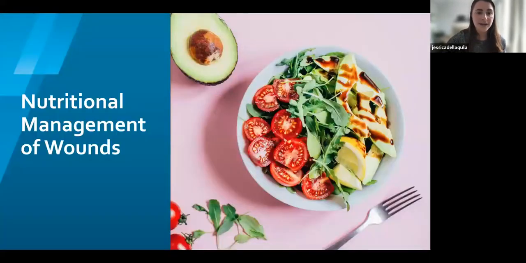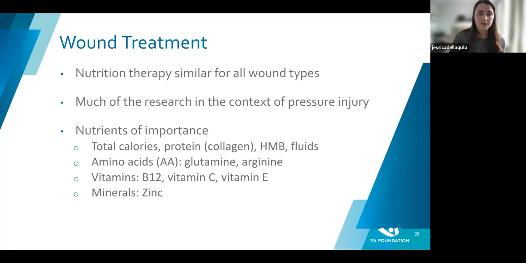All right, so our next topic here is actually the management of wounds if they develop. If we get to the point where we miss the preventative measures and now we have a wound to deal with, what do we do? It's very similar for all wound types, whether we talk about arterial and venous ulcers, diabetic ulcers, or pressure injury. I would like to note, though, that most of the research and data is done in the context of pressure injuries because they're done with long-term patients that are usually hospitalized. So that's just important to keep in mind.